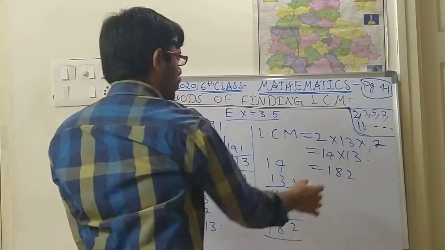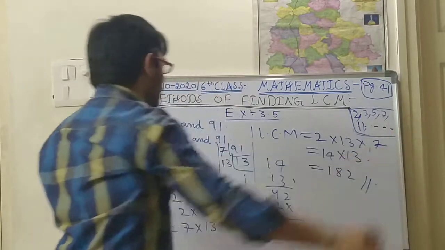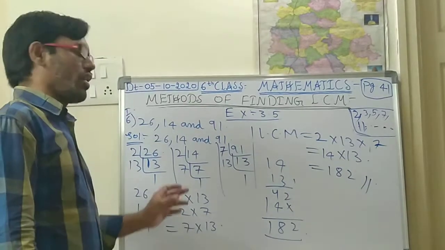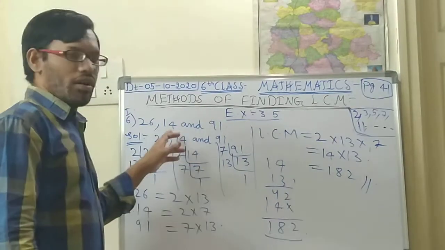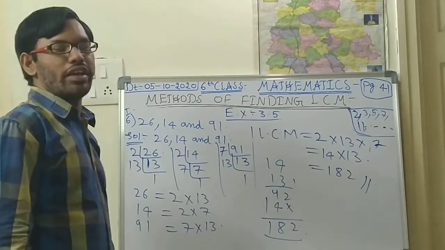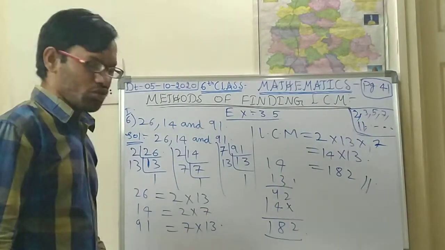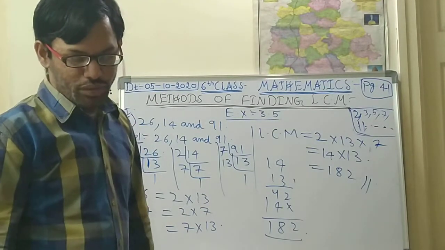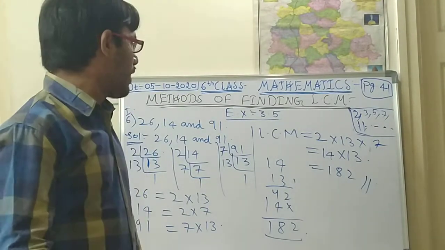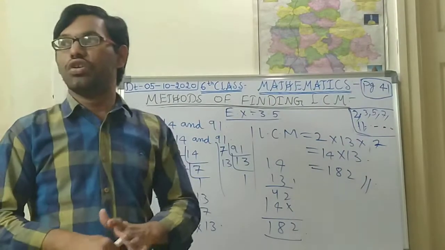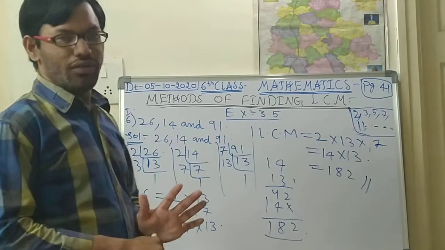So 182 is the LCM of 26, 14 and 91. So the smallest common multiple of 26, 14 and 91 is 182. Okay, so like this you should do the first bit. I think you have understood. So the second bit is finding the LCM in the division method.